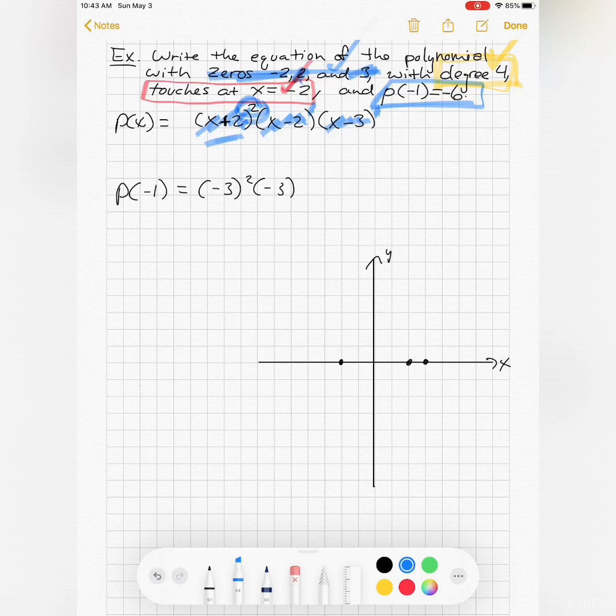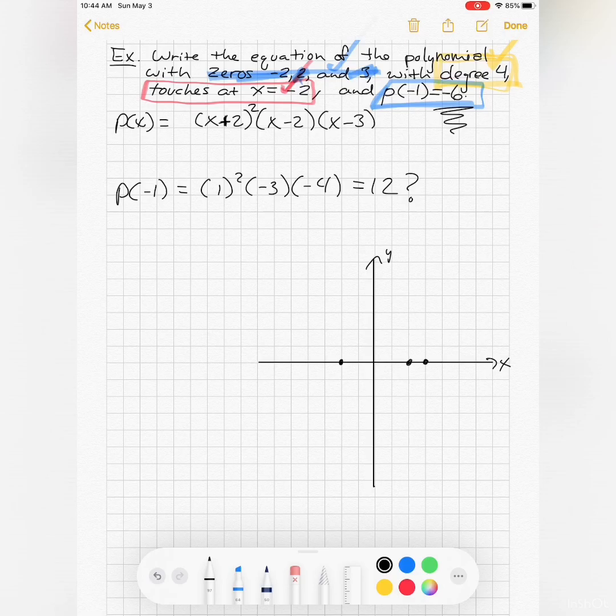Okay, and let me try this part again. So now I was looking at P of -1 equals -6. What I have to do there is plug -1 in. So -1 plus 2 is 1. -1 minus 2 is -3, and -1 minus 3 is -4. So right now I get 12. I wanted to get -6.